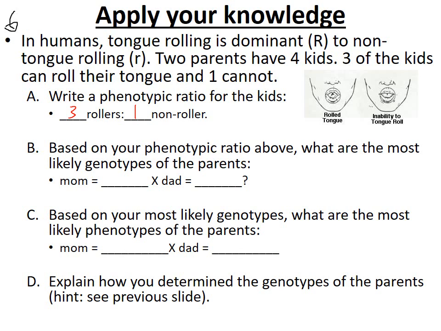Based on your phenotypic ratio above, what are the most likely genotypes of the parents? Well, you have our 3-to-1 ratio here. So that means that they were both rollers. Mom was a roller, dad was a roller. And their genotypes would be they were heterozygous rollers, because that's the only thing that results in that 3-to-1 ratio. Explain how you determine this. Well, we know that it's because of that 3-to-1 ratio, the Mendelian ratio, and you can support your answer with a Punnett square.